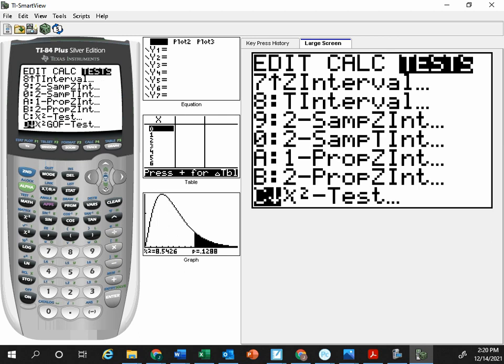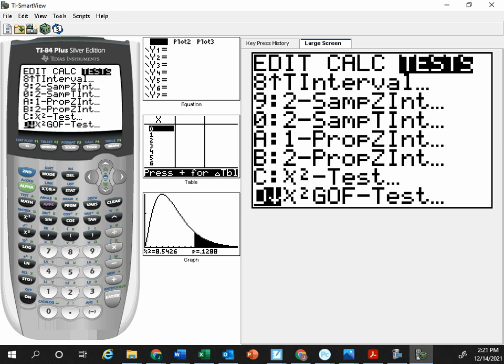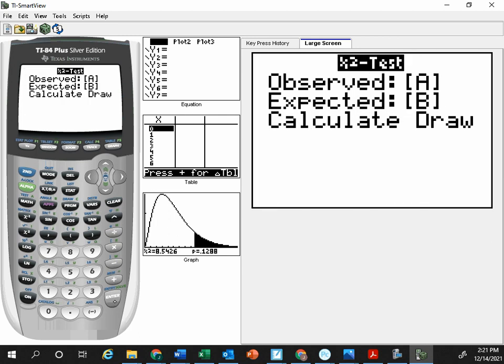All right. We don't want goodness of fit this time. We want the other chi-square. Just the regular chi-square. Okay. Observed, we put an A. I know it says expected in matrix B, and we did not put anything in matrix B. That's okay. It's going to calculate those expected values for you and put them in matrix B for you. That's when you say, thank you, calculator.